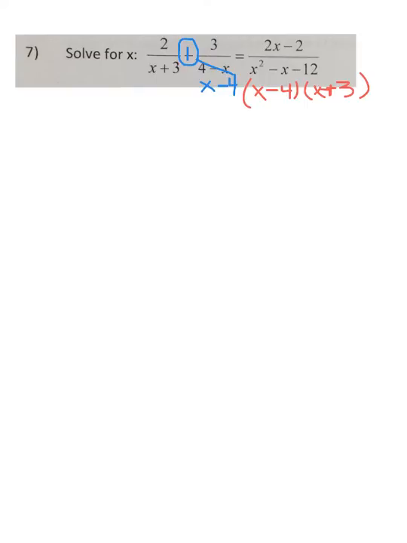All right, now, the next thing that we want to do is to figure out the common denominator all the way across. So I see that my first fraction, this one right here, is missing a factor of x minus 4. So I'm going to multiply by a factor of x minus 4 in the denominator. And what I do to the bottom, I need to do to the top.